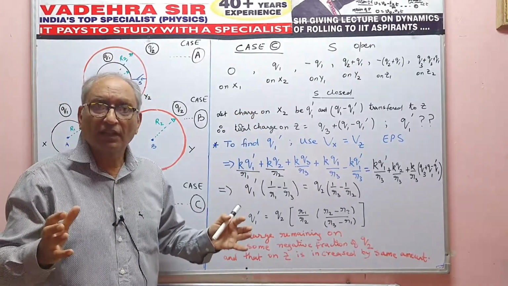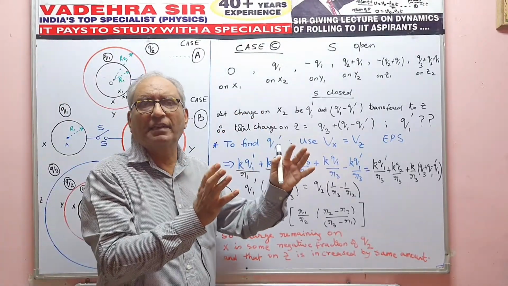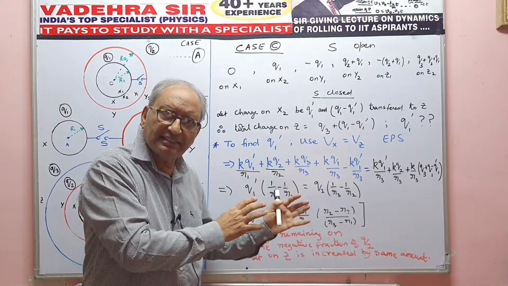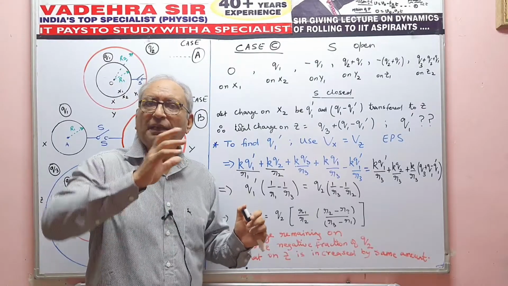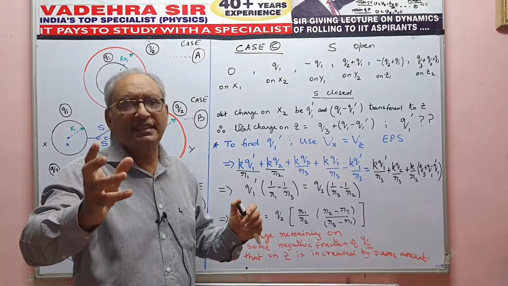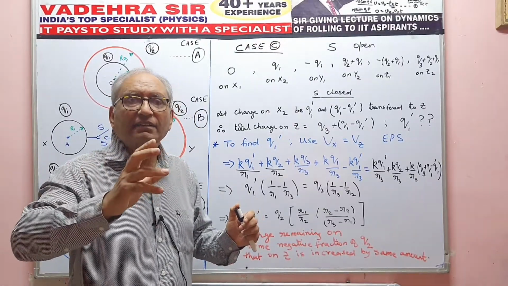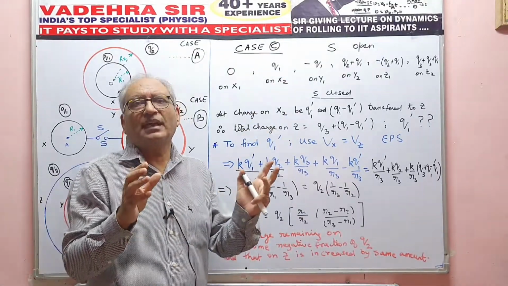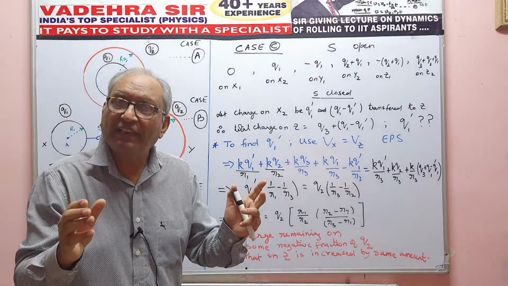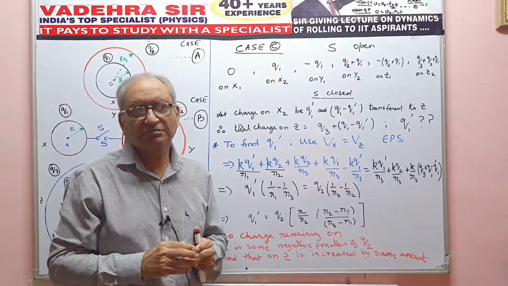I've done those kinds of things in some of my earlier videos, and with this I wanted to explain to you a certain aspect. When the plate X is joined to the plate Z by a conducting wire passing through the plate Y, then what happens? What happens to the final charge distribution?